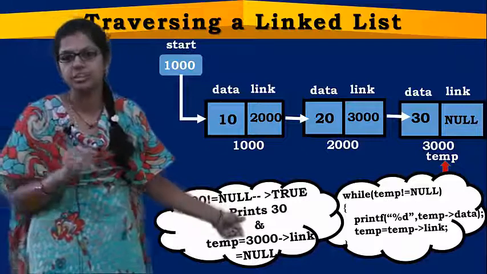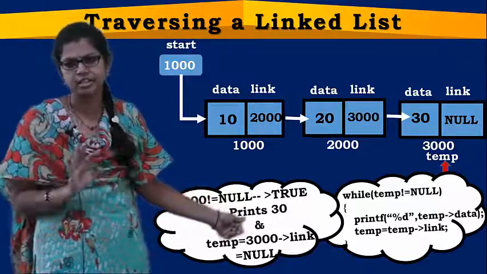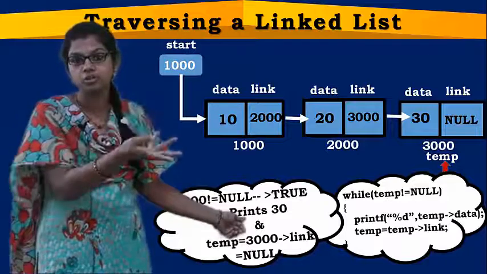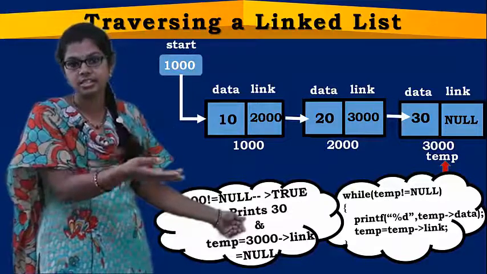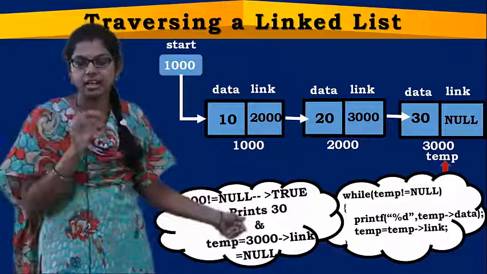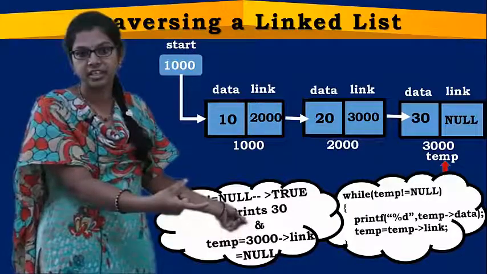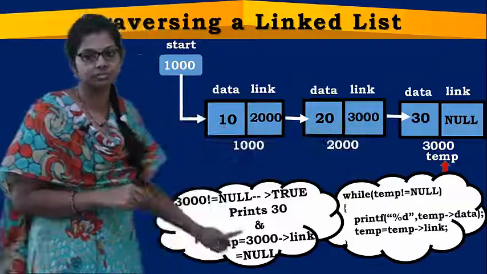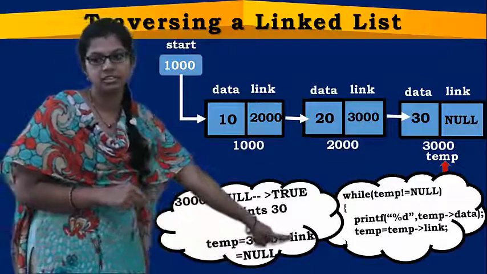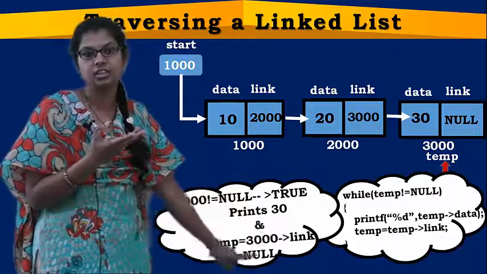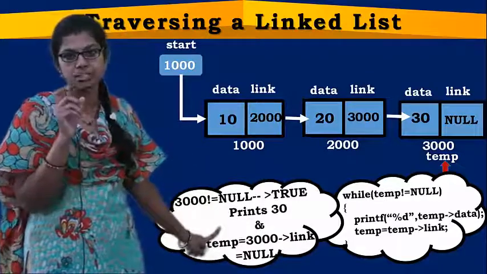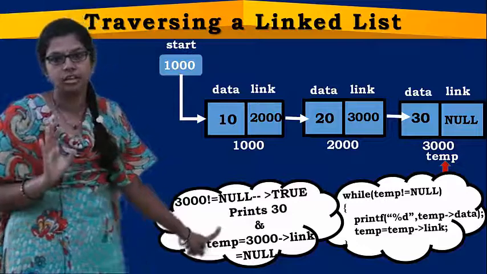After printing 30, you have visited the node and printed its data part, right? Now again you have to move to the next node. In order to move to the next node, its address is present in its link part, right? Again, temp of link is assigned to temp. Now see here, 3000 of link. What is 3000 of link? Null. So null is assigned to temp. Now temp will point to null.